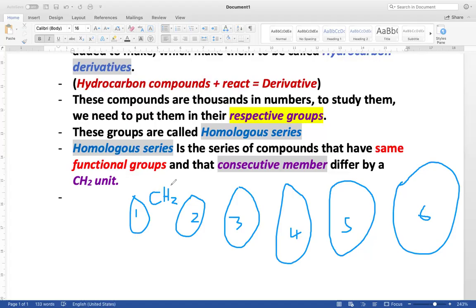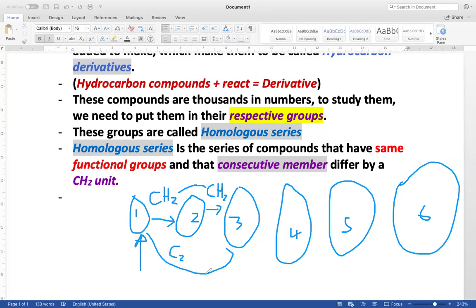Because if we know one compound here, we know it. Then to get to the second one, we just add 1 carbon and 2 hydrogen atoms. To go to the third one, we'll add 1 carbon and 2 hydrogen atoms to the second. But moving from the first to the third, we are going to add this and that, so it will be 2 carbon atoms and 4 hydrogen atoms. It is very easy, we can actually predict.